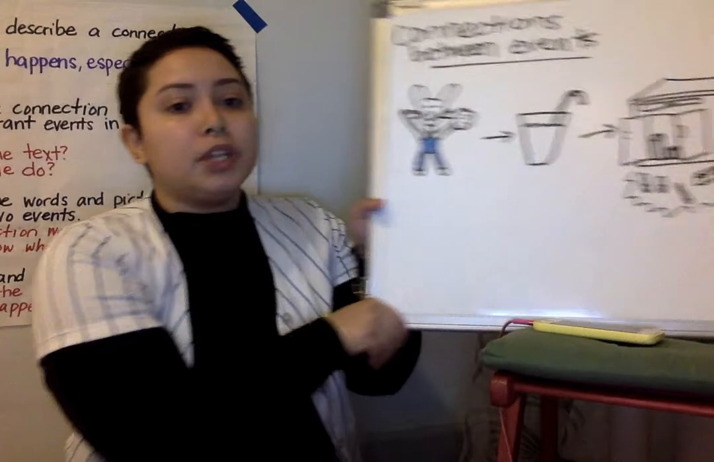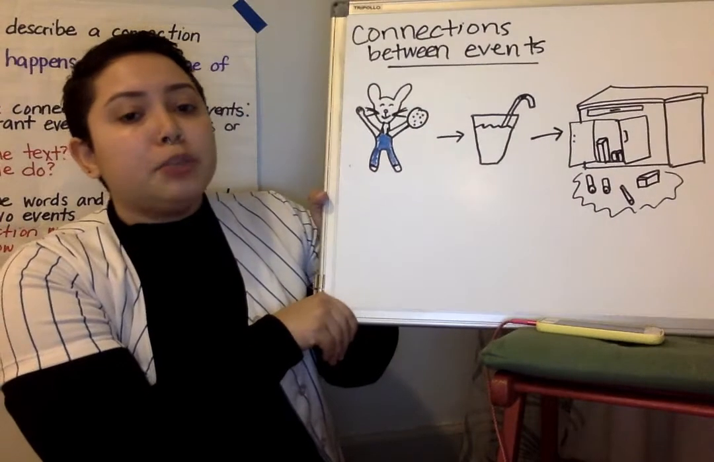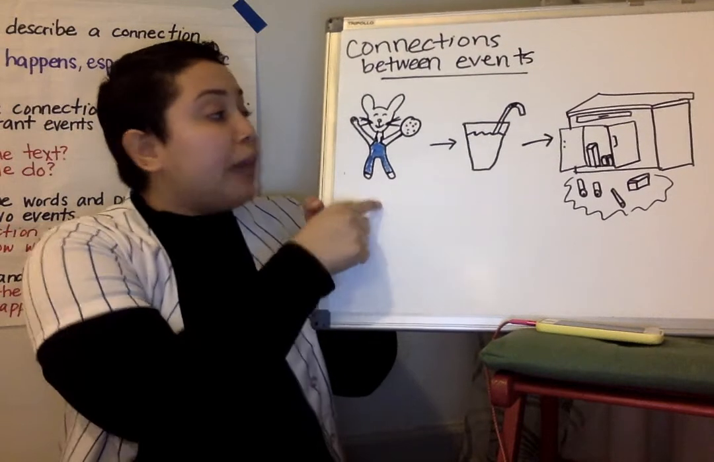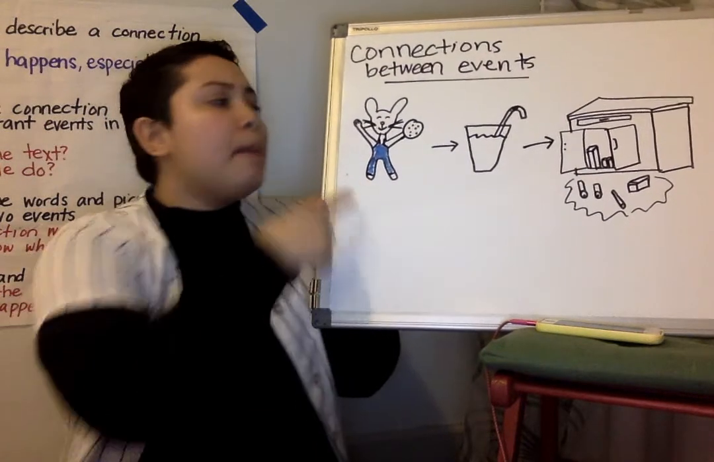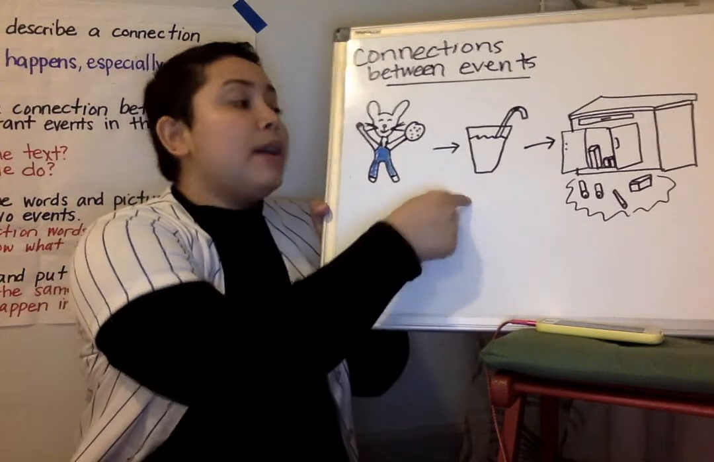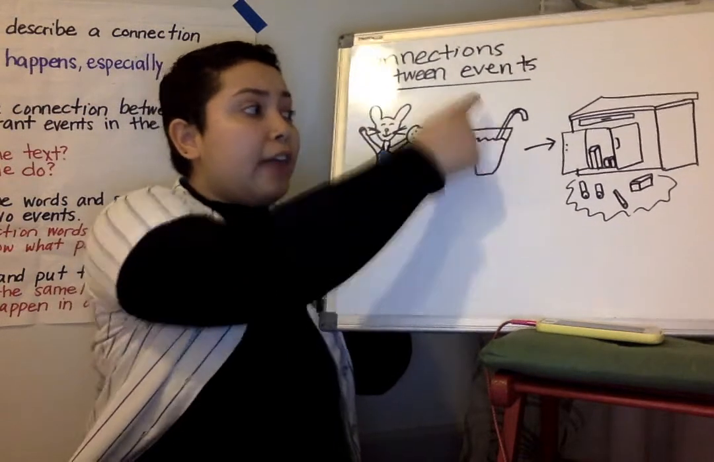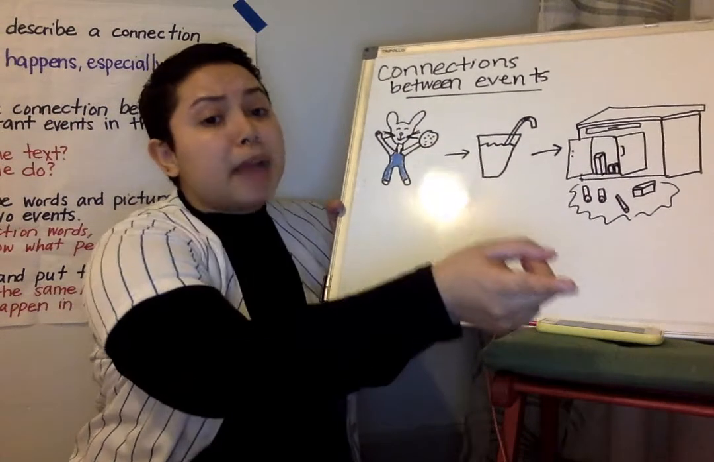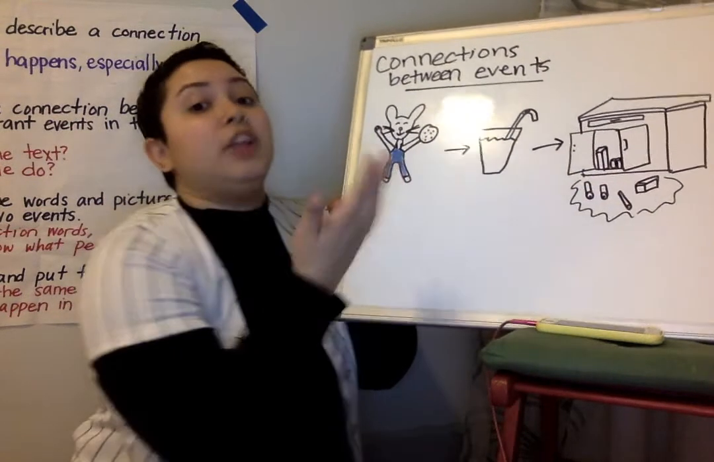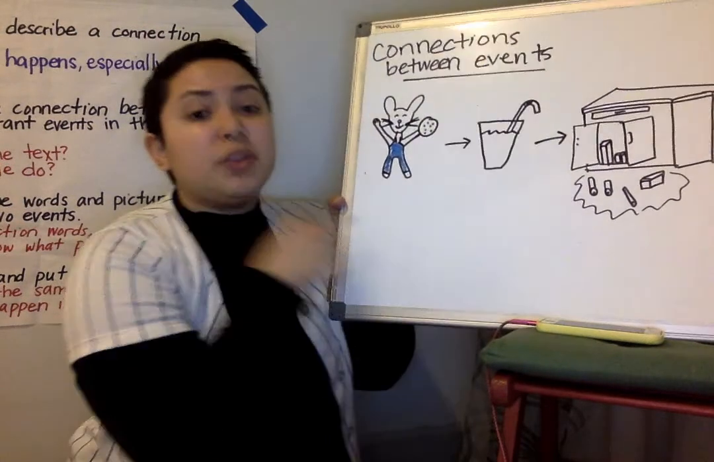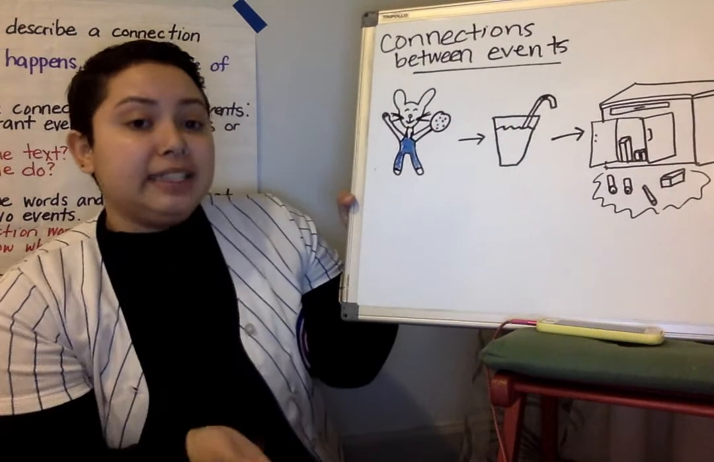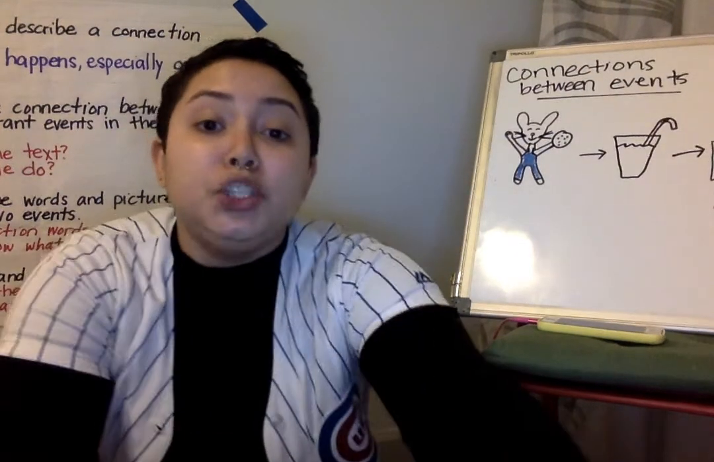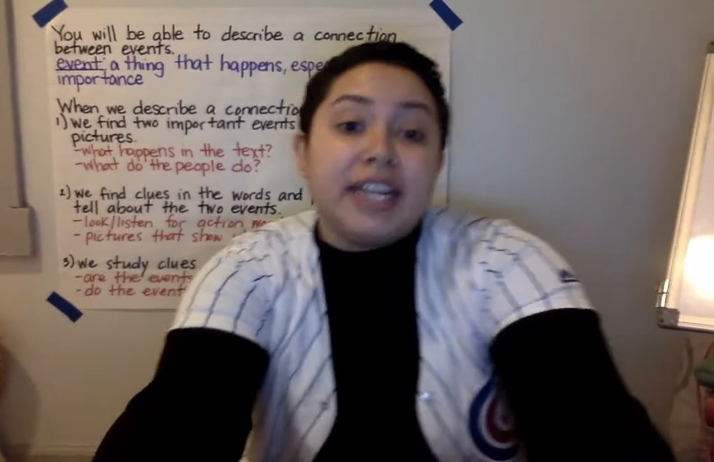Now, I'm thinking about connections between events. The first thing that happens is the boy gives the mouse a cookie. So I drew a picture of the mouse getting a cookie. But then, when he has a cookie, he wants some milk and he wants a straw. And the boy goes looking for the straw in his cabinets, but he makes a huge mess. So there are things inside the cabinets, things falling out, things all over the floor. So this is how events are connected. Now, I'm going to keep reading If You Give a Mouse a Cookie, and I want you to think about how the events are connected.